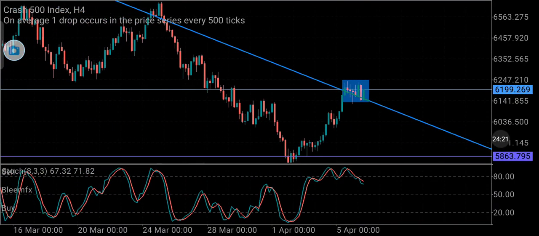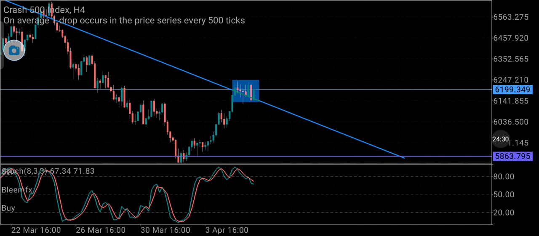Oh, I want to make money. I've lost so much money while trading the Crash 500. You've lost money because you've not patiently applied all that you should apply. You've not understood the market. You don't even know what parameters are in the market.